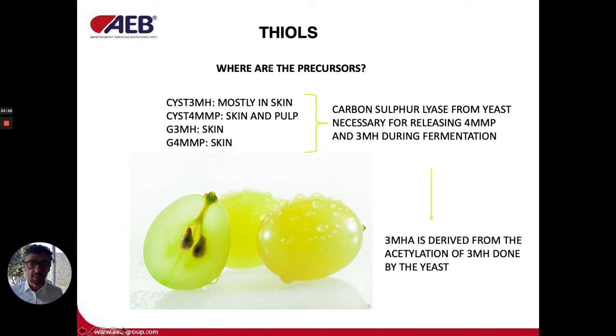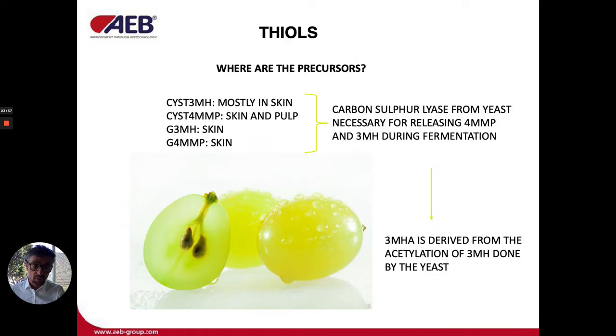And going back to this other slide, where are the precursors and what are the precursors? The cysteine-linked 3MH, the cysteine-linked 4-MMP, the glutathione-linked 3MH, the glutathione-linked 4-MMP. Well, cysteine and glutathione are amino acids that we can actually source from a lysis of a dead yeast and add back to the fermentation.